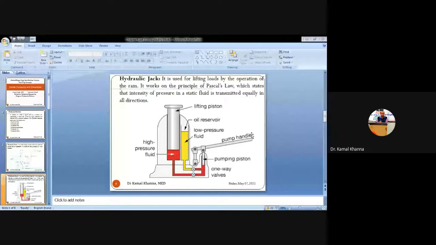As soon as you apply pressure on the pumping piston using this pump handle, the hydraulic oil or the fluid at high pressure will be compressed, and as soon as it is compressed, the pressure increases, and hence it helps to release the lifting piston or the ram. On this ram you place your vehicle or the load which is to be lifted. So when the pump handle is raised, it draws the pumping piston to the top of the cylinder, permitting the oil reservoir to compress that fluid and to flow under it.